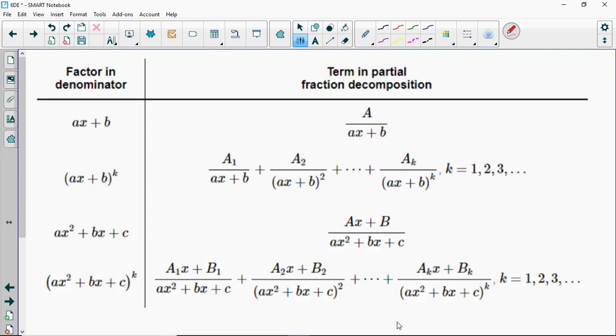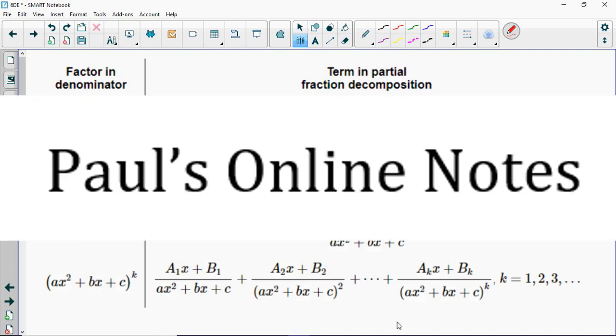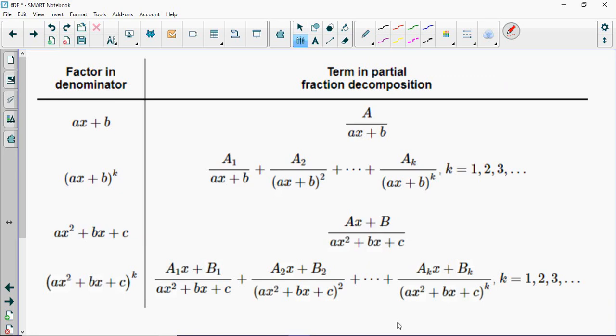I grabbed this chart from a wonderful website called Paul's Online Notes, just to give you an idea of what's happening here. When we look at our original rational function and see that there is a factor in the denominator that's linear, which is what we just looked at, that's going to correspond to a term in the partial fraction decomposition, which is some constant divided by that particular linear factor. So that's exactly what we saw in the previous one. There happened to be 2 linear factors, which corresponded then to 2 terms in the partial fraction decomposition.